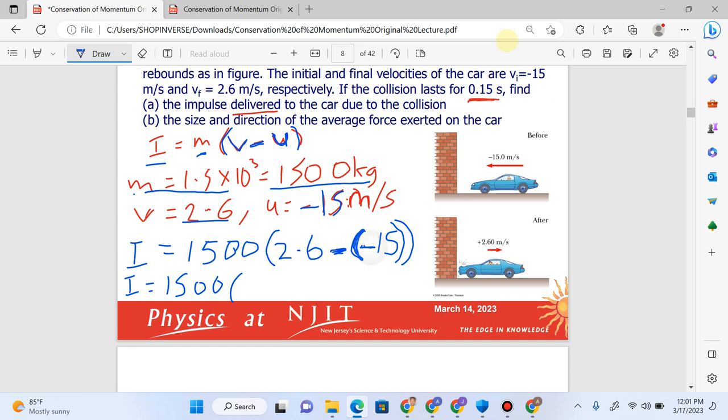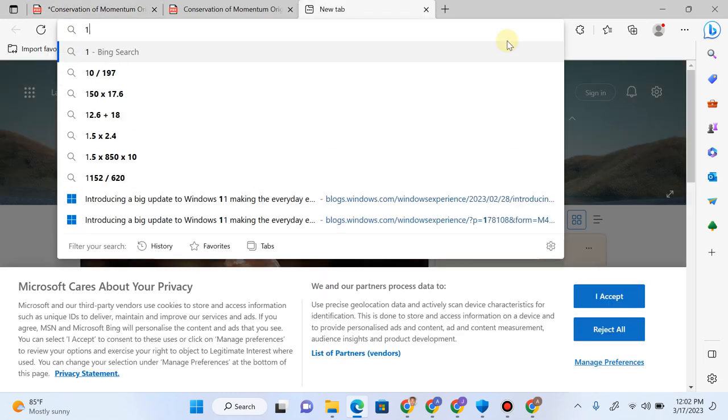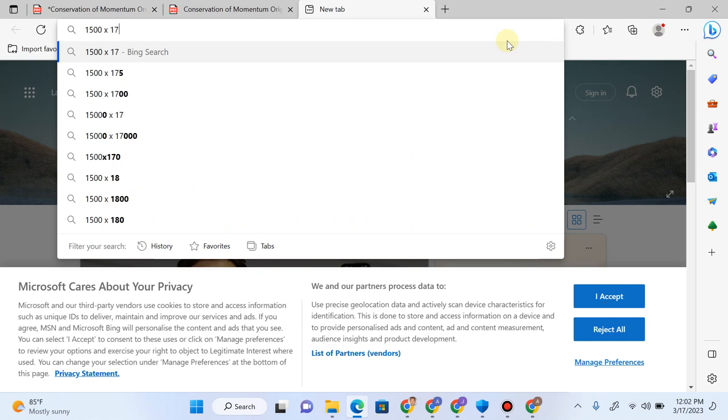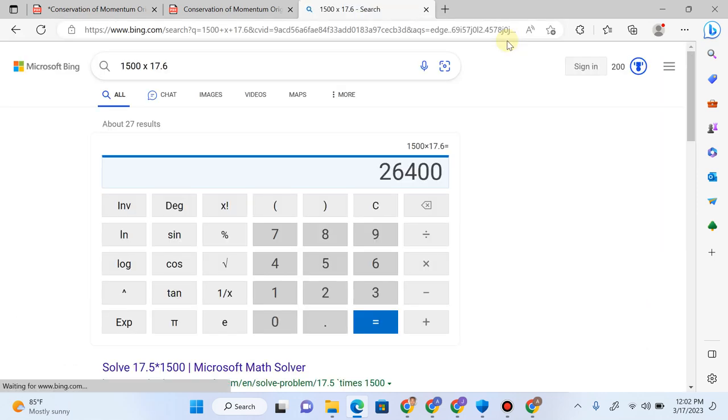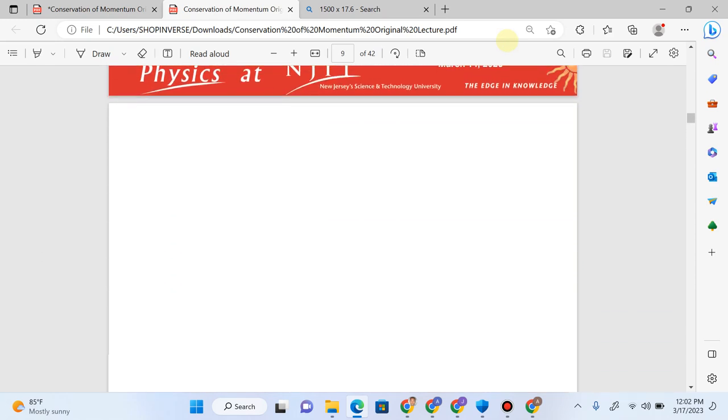Minus multiplied by minus gives us plus. So we have 2.6 plus 15, and you close the bracket. Hence, our impulse equals 1,500, open bracket, what's 2.6 plus 15? You have 17.6. If you multiply 1,500 by 17.6, what will you get? That gives us 26,400. So you write that value here, 26,400.